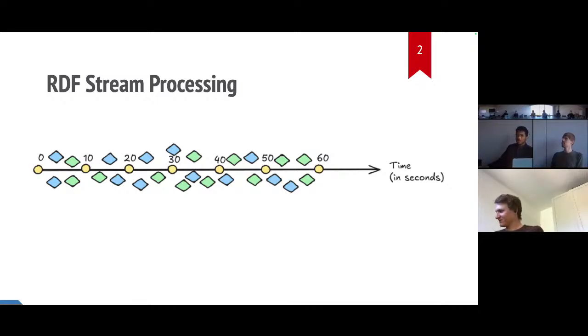RDF streams are basically RDF graphs that are annotated with a timestamp, and in an RDF stream, you can have multiple such RDF graphs with a timestamp that can occur at different time zones. A stream basically is infinite, and you can have different such RDF graphs, as you can see in the figure, like the blue and the green. They can be different RDF graphs.